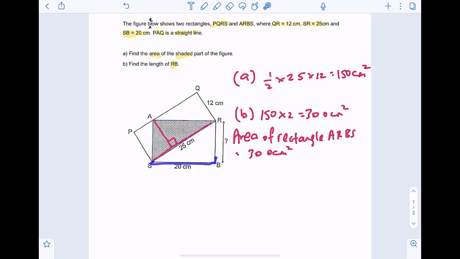So 20 times what gives you 300? RB is just going to be equal to 300 divided by 20, 15 cm. So 20 times 15 will give you 300 square cm. So what's RB? RB is 15 cm, which gives us the final answer for this question.